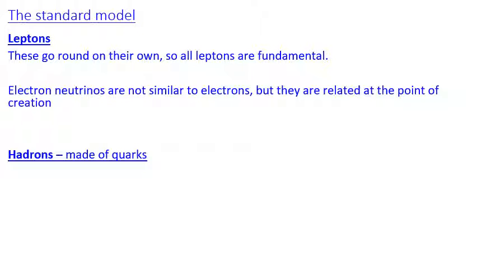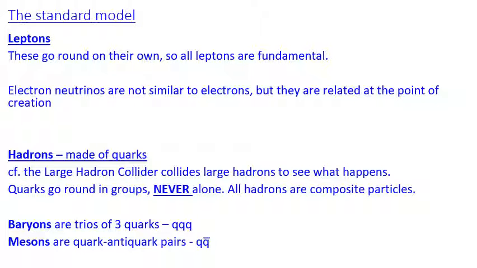So the other type of particle, the other column that I had in my standard model, was the hadrons. The hadrons are all made of quarks, but quarks never go round on their own. Scientists have tried, and we have never managed to isolate an individual quark. So when you hear about the LHC at CERN, the Large Hadron Collider, it's something that collides large hadrons, large things made up of quarks.